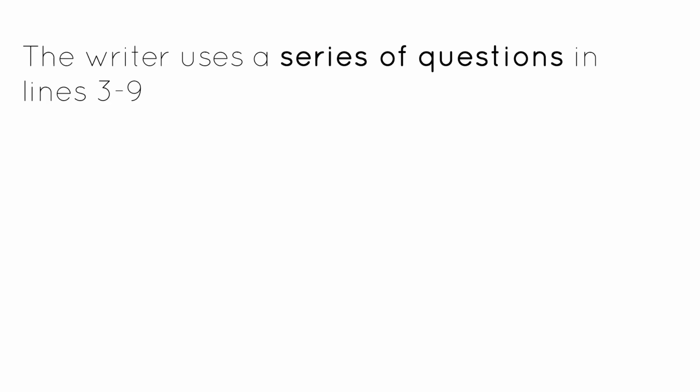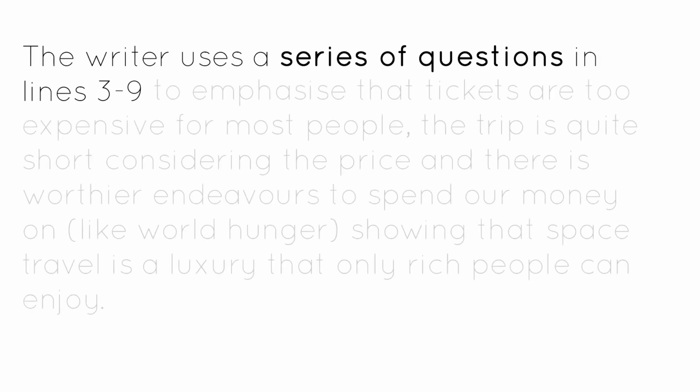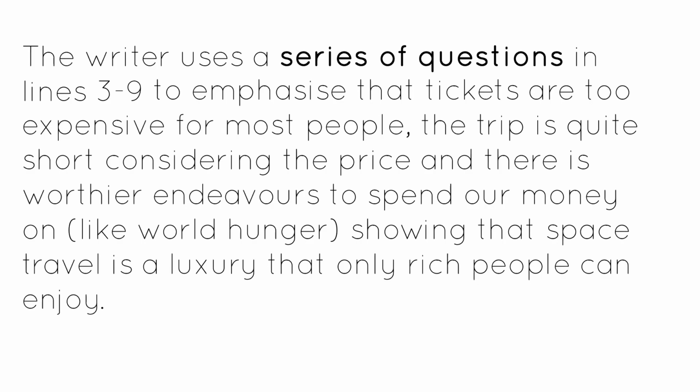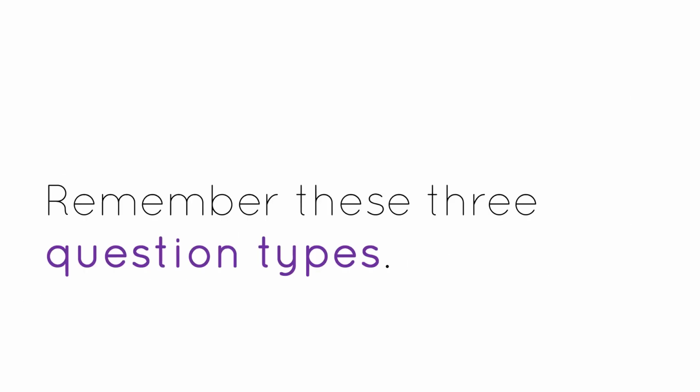So to answer the question, we say the writer uses a series of questions or a series of rhetorical questions, but it's important to get the word series in there, in lines 3 to 9, to emphasize that the tickets are too expensive for most people. So this is showing that it's a luxury. The trip is quite short considering the price, and there are worthier endeavours to spend our money on, like world hunger, that was mentioned, showing that space travel is a luxury that only rich people can enjoy. So I've tried to get the main ideas of the question, that idea of luxury, in there as much as possible, and that would get me my 2 marks.